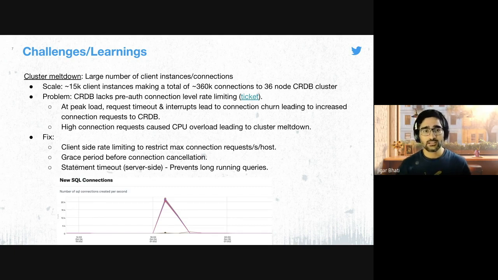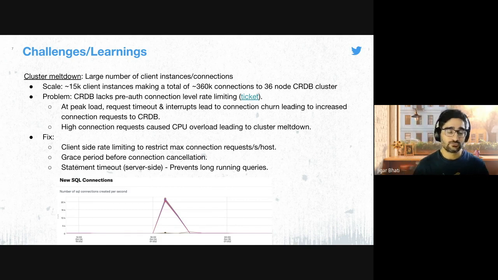The reason for that is CRDB does not support pre-auth connection level rate limiting at the moment. So there's no real connection level rate limiting that can be provided by it. It tries to accept all the connections that it receives, sometimes overloading the CPU. So that's a problem. But the good thing is Cockroach Labs is already working on it, and sometime soon this feature will be available.